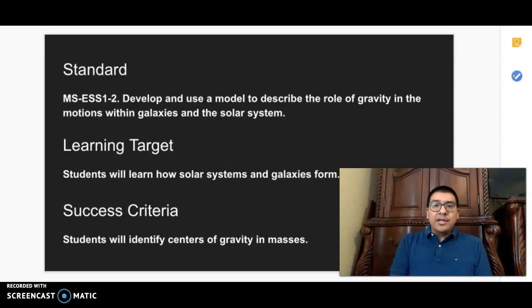Students will learn how solar systems and galaxies form. And I have another student read out the success criteria. Students will identify centers of gravity in masses.